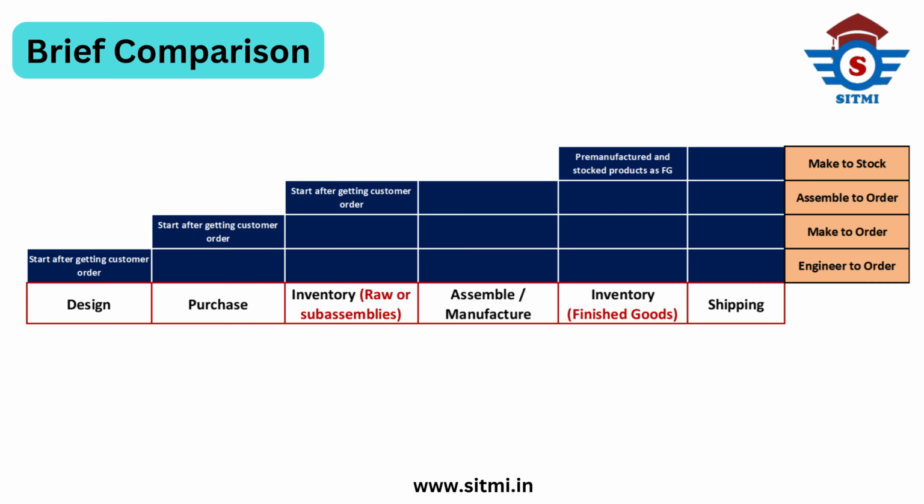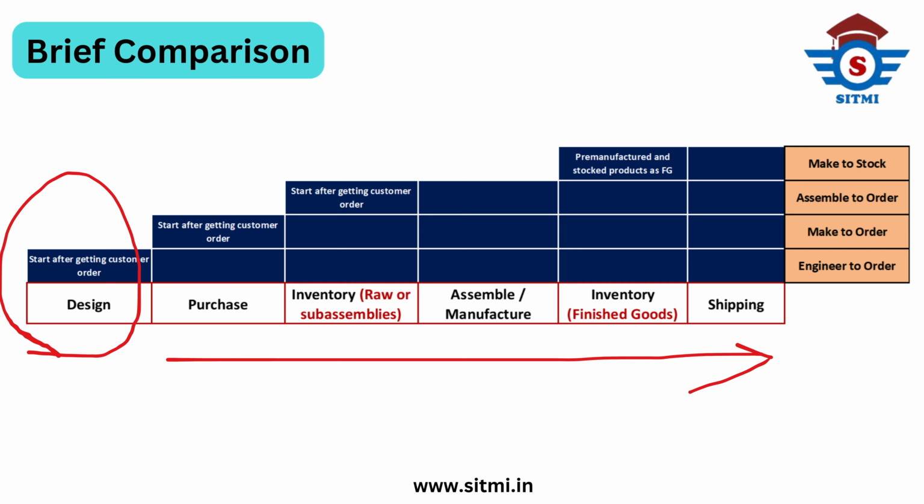In engineer to order, one will have to start with the basic design of the entire product or entire project, and only then purchasing of raw material, storing raw material, assembling or manufacturing finished goods, then creating the finished good and shipping it to the customer is done. So in engineer to order, delivery lead times are on a higher side as compared to all other strategies.